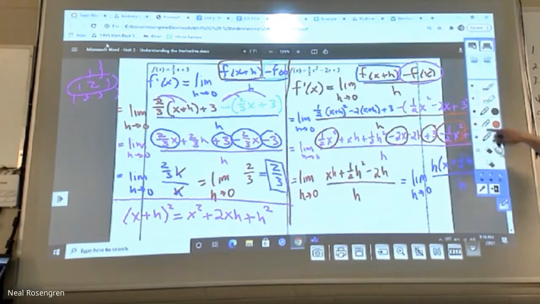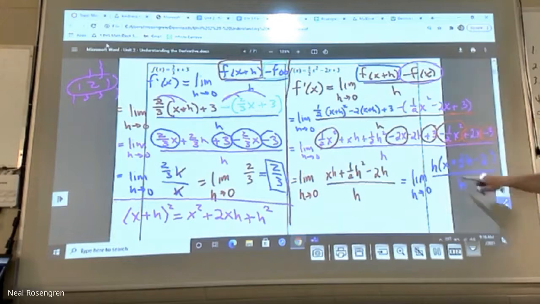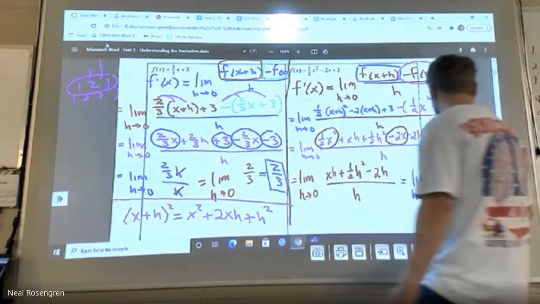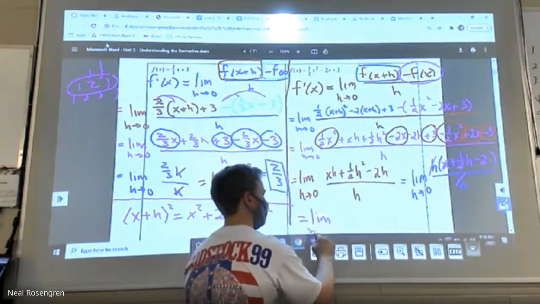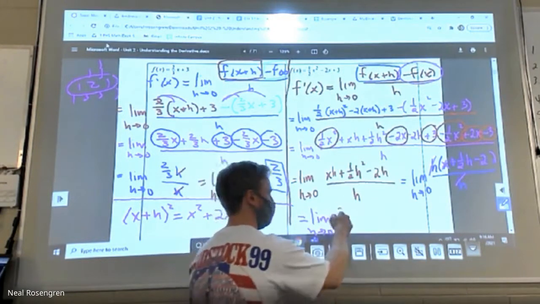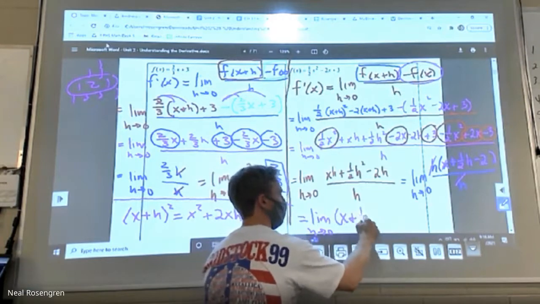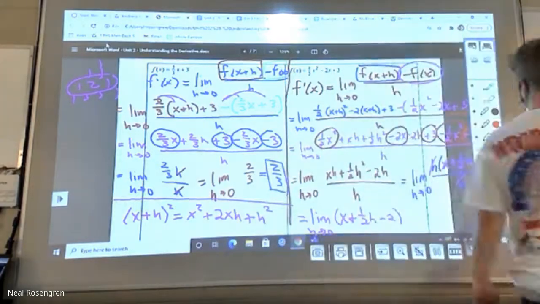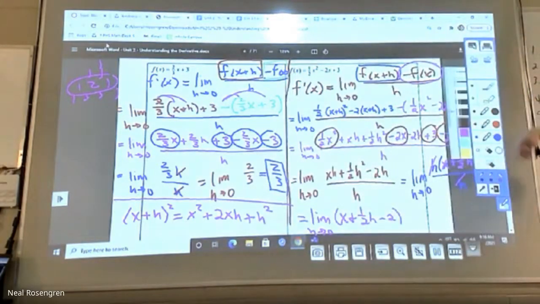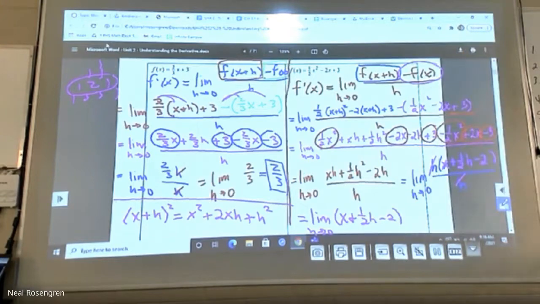That must be hard to see. x plus 1/2 h, because now the h's are gone. And once the h's are gone, the only thing I have left is what's inside those parentheses: the x, the 1/2 h, and the -2. Something bright. And we got rid of the problem.